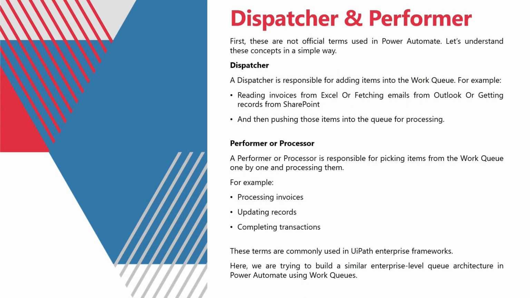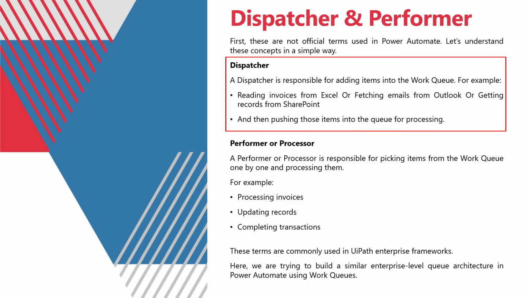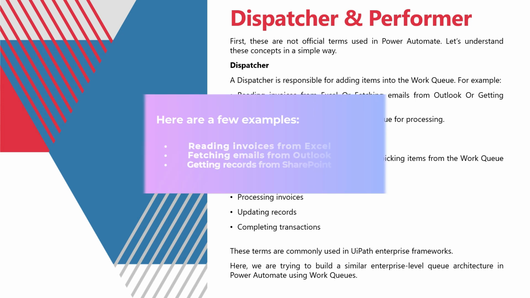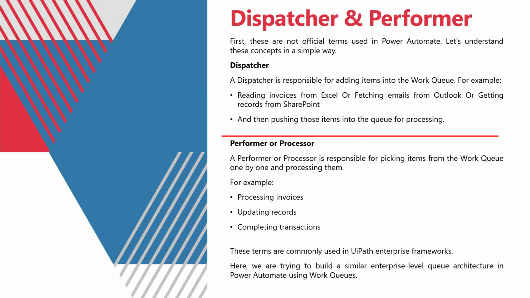Moving next, dispatcher and performer. A dispatcher is a process that collects data from different sources and adds them into a work queue for processing. Here we have examples. Moving next to the performer or processor. It is responsible for picking items from the work queue one by one and processing them.